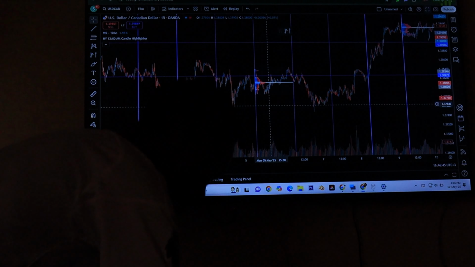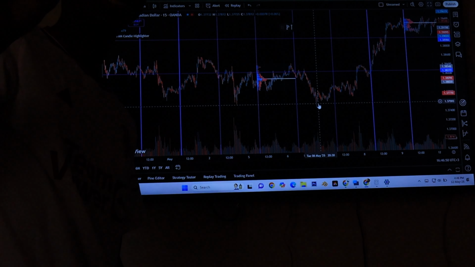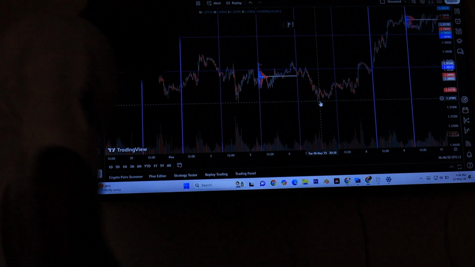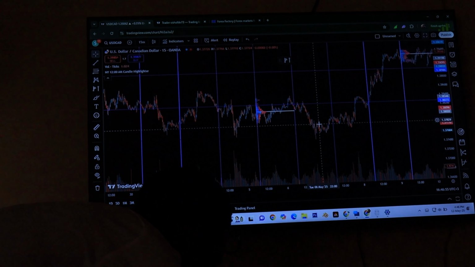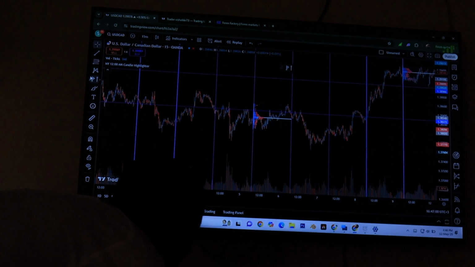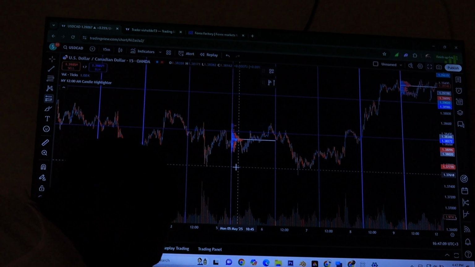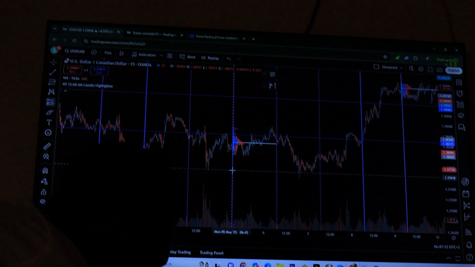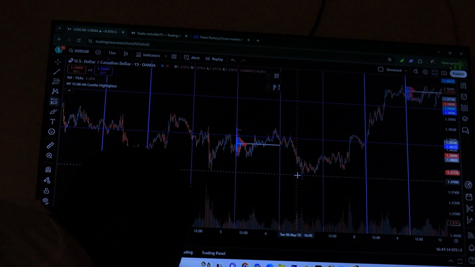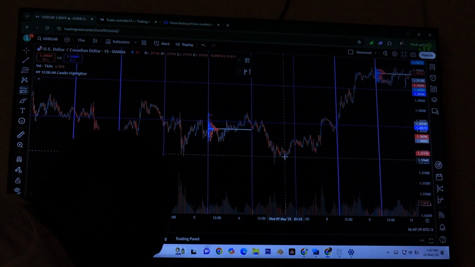So this was a nice entry point. But not yet until you see a valid market structure shift. So this was a valid market structure shift right here, and you wait for a retest of that zone. So the low of Friday, the 2nd of May 2025 was taken out, and the low of Monday, the 5th of May 2025 was taken out. So when you see that kind of weak rejection, wait for a valid market structure shift.